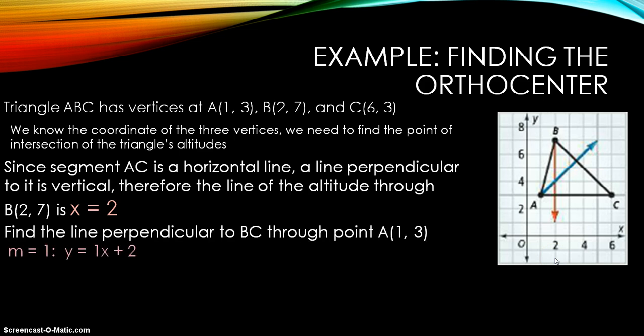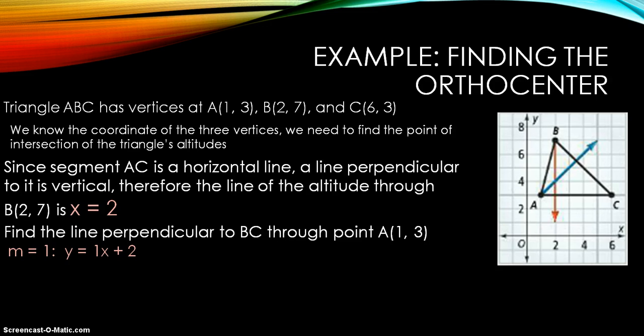For the other one, we're going to find the line perpendicular to BC. Again, we know that this is -1, so the slope is going to be +1. And I've got the point A (1, 3), and we did problems like this in the last unit. Given a point and knowing the slope is 1, I'm going to find the equation of that line, and in this case I would find that the value of b is 2, so I have y = 1x + 2.